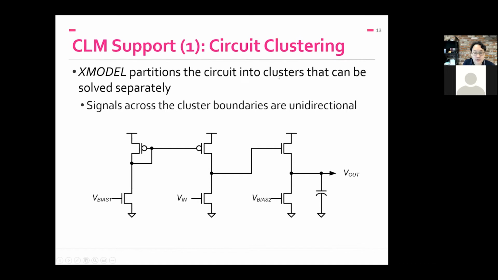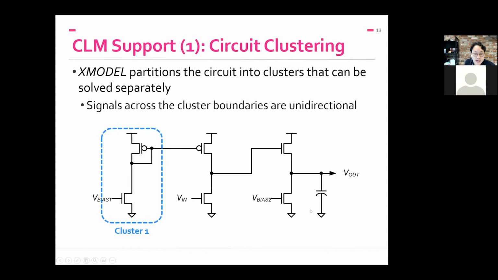And the way we partition the circuit into clusters is whether these clusters can be solved separately from the others. For example, in this simple example, we have a bias network that sets the bias for the load element for this common source amplifier, and the output drives a source follower to drive the final output. And what X model can recognize is that this first stage is a bias network, and its output can be determined without considering the others.